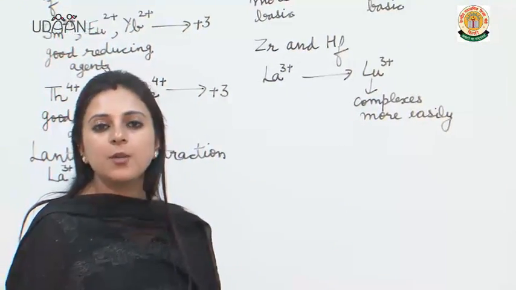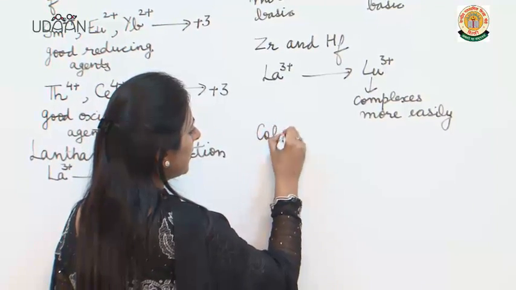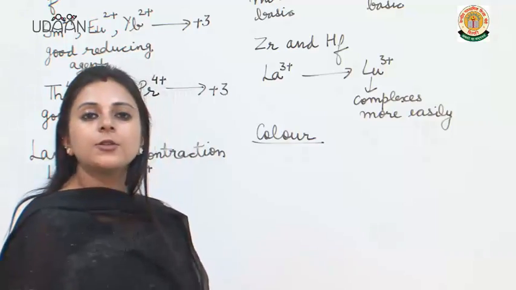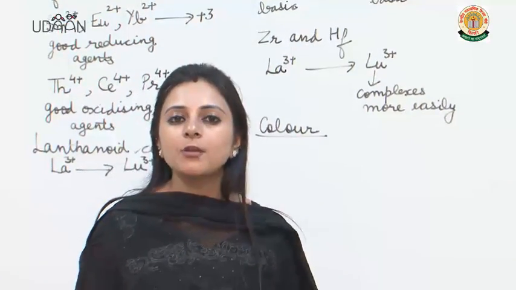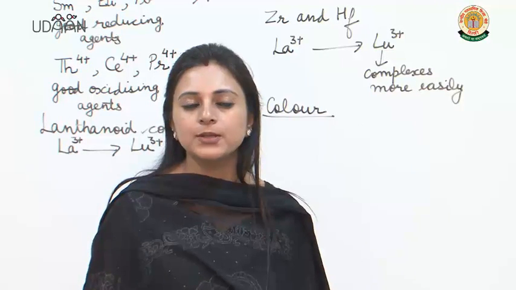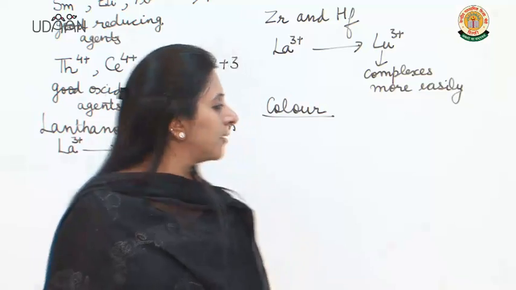Now, let us talk about the color of lanthanoids. The lanthanoid ions and their compounds are colored due to the partially filled f orbitals and the f-f transitions.